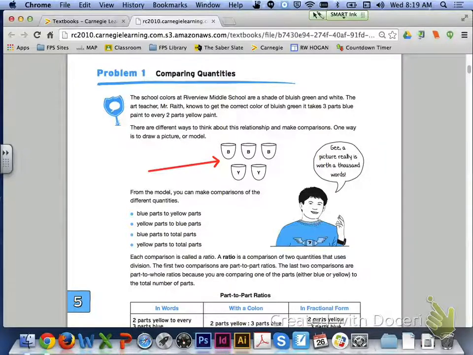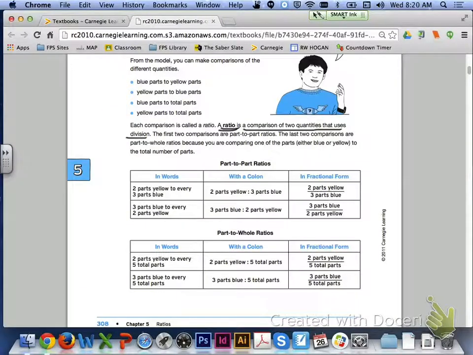From the model, you can make comparisons of the different quantities. You can look at blue parts to yellow parts. You can look at yellow parts to blue parts. You can look at blue parts to total parts. And finally, you can look at yellow parts to total parts. Each comparison is called a ratio. A ratio is a comparison of 2 quantities that uses division.